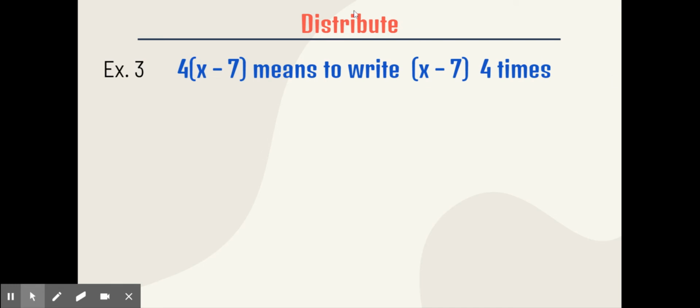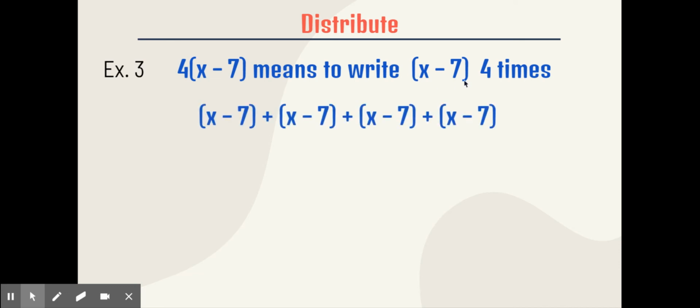4 times x minus 7. Remember, a number next to a parentheses means multiply. 4 times x minus 7 means to write x minus 7 4 times. So here I have x minus 7 written 4 times. Well, the parentheses are only there to show the x minus 7s. They're not really doing anything else because there's a plus sign in front of them. So I'm going to rewrite all my x minus 7s without the parentheses.